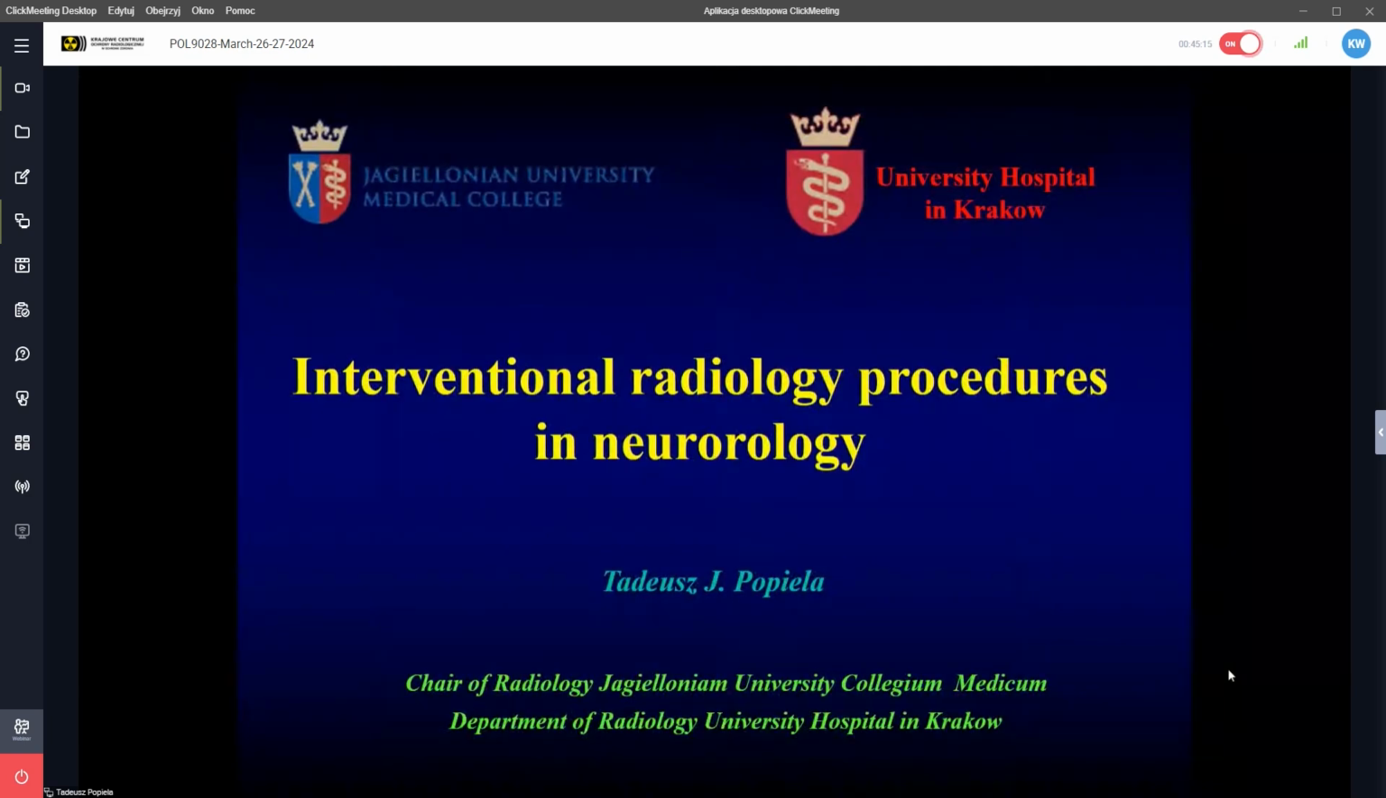I am a radiologist working in Kraków in the Department of Radiology of University Hospital, as well as chair of radiology at Jagiellonian University. My main area of interest is interventional radiology, so I was asked today to give you some ideas of the main common procedures we are performing in interventional neuroradiology.